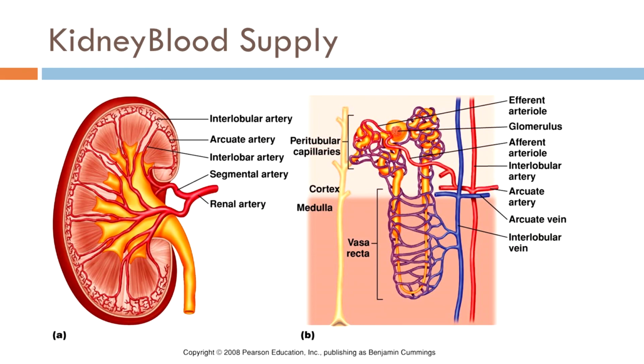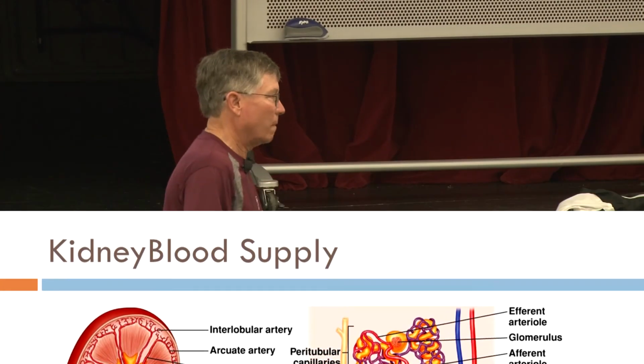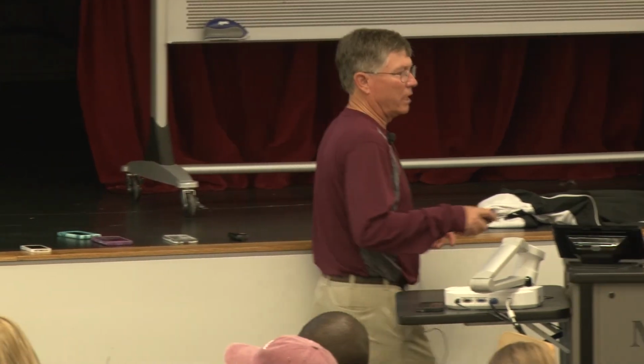Kidney blood supply. Again, we've got a renal artery that moves into an arcuate artery that eventually leads into the afferent arteriole, glomerular capillaries, efferent arteriole, peritubular capillaries, and then blood leaving. Okay. We will pick up from here on Monday. We'll start talking about renal function Monday.